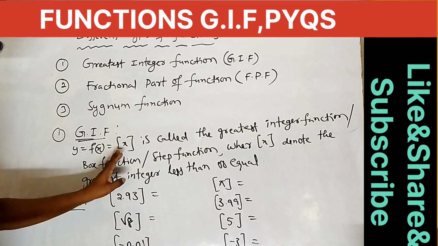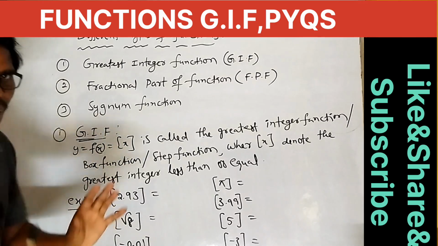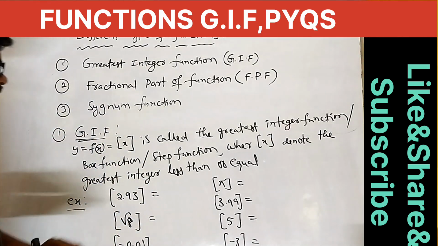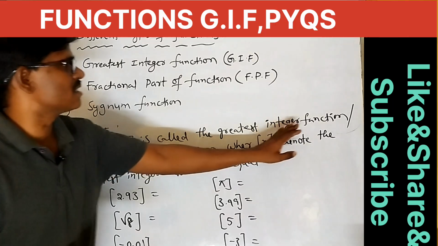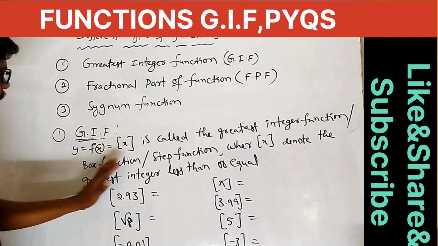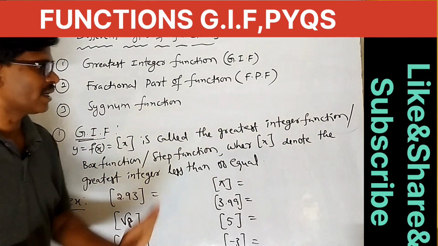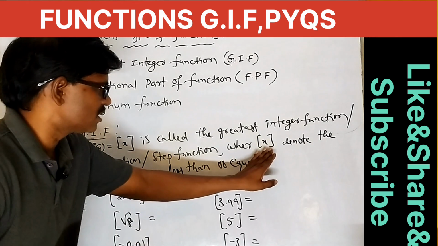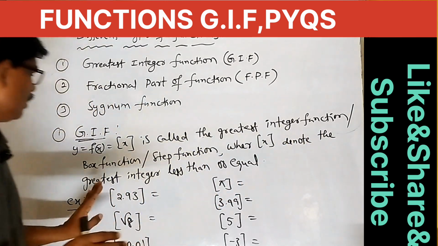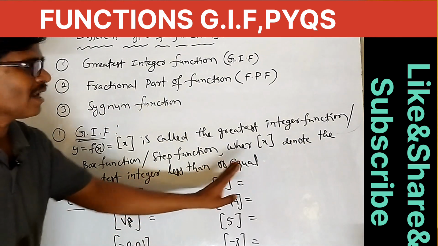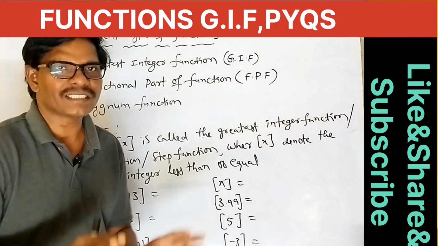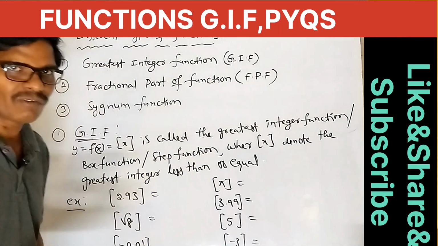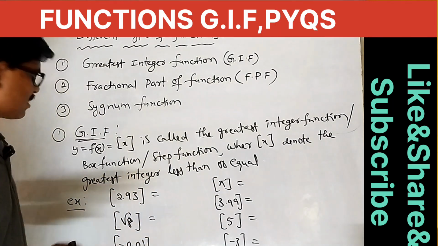Y is equal to f of x, this is the box of x. Box of x means the greatest integer function, called the greatest integer function or box function or step function. Step of x denotes the greatest integer less than or equal to x. What is the greatest integer? That is the less than or equal to value. Okay, listen, these are the examples.